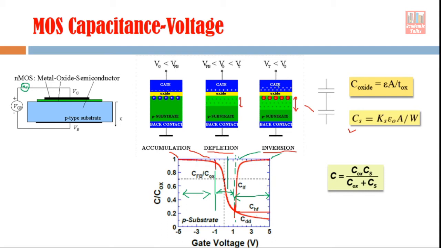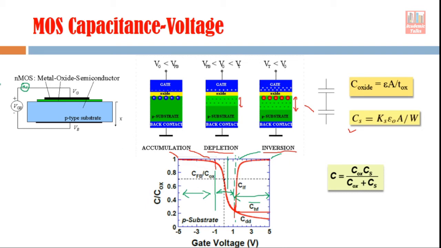If the frequency of this AC signal is very high, in that case this capacitance will stabilize like this. So this is the case for high frequency. You can see here the CHF, this is high frequency, because this AC signal is changing so rapidly that the free carrier generation here is not possible. So the depletion region will stay here. So this capacitance will stay here.